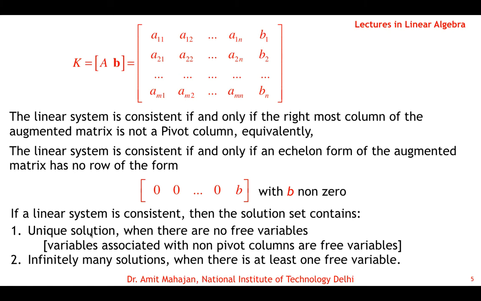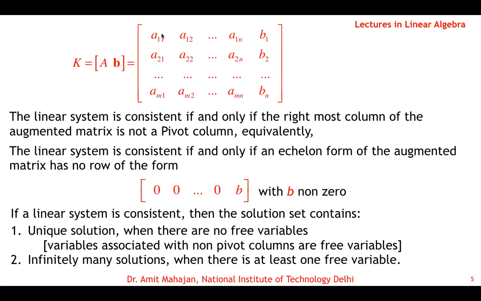And there are infinitely many solutions when there is at least one free variable, that means there is at least one non-pivot column in the coefficient matrix A. So if you get any one column of the aij's as a non-pivot column, that means there is at least one free variable associated with it, then there will be infinitely many solutions.